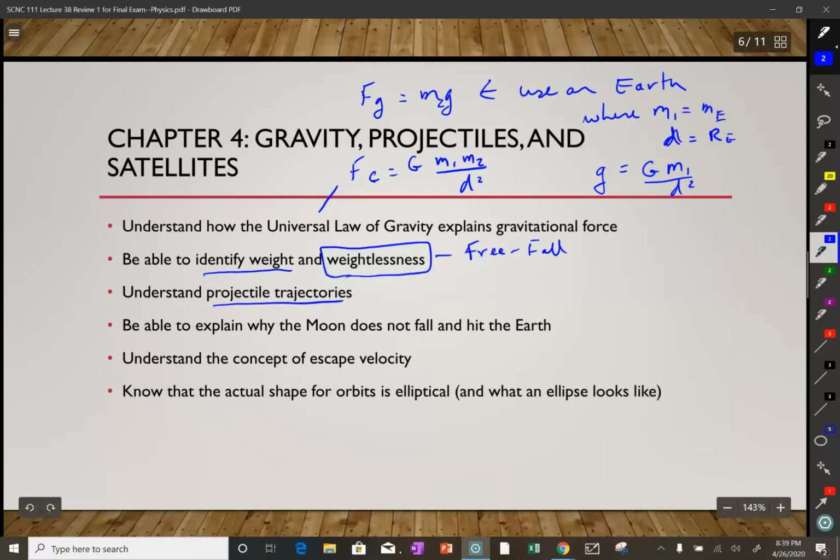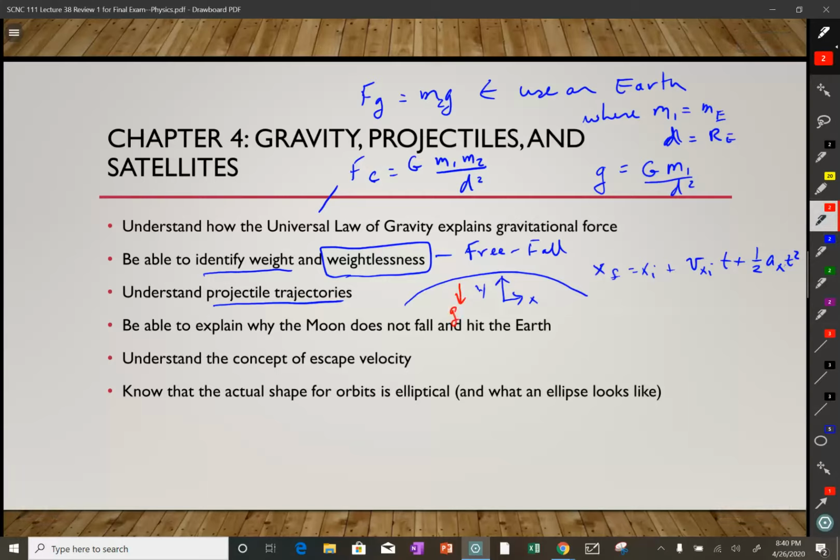Projectile trajectories. We have the horizontal motion that we calculate using x final equals x initial plus v x initial t plus 1/2 a x t squared, where we usually use x to be horizontal, y to be vertical. The same equation can be used in the vertical direction, and the vertical and the horizontal directions are completely independent, but the acceleration is only in the vertical direction with the value of g.